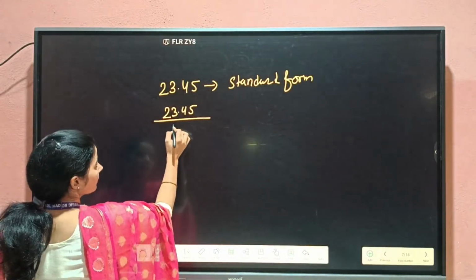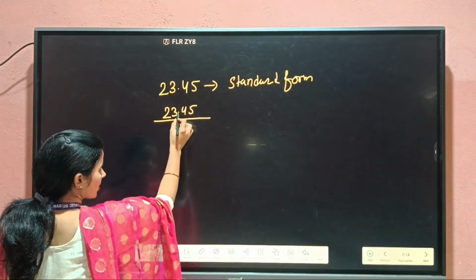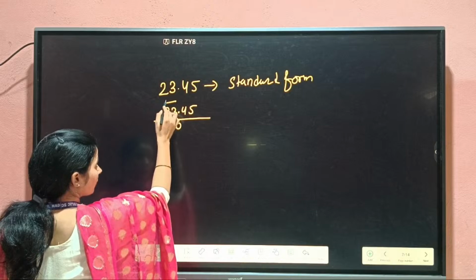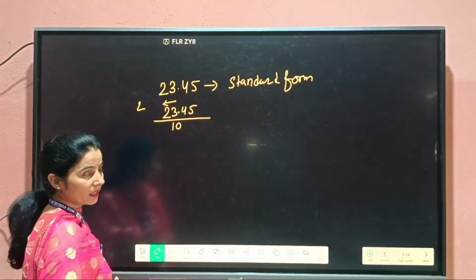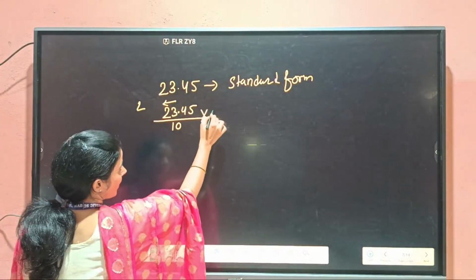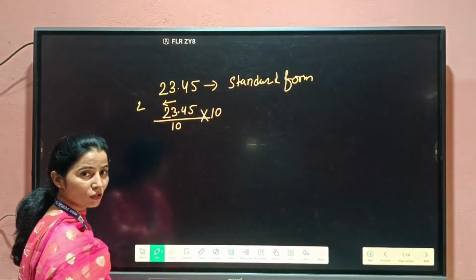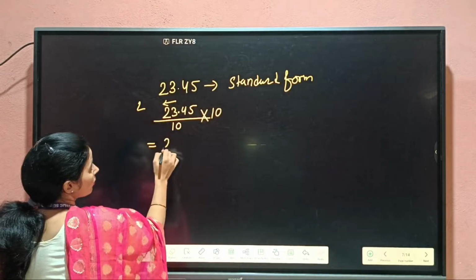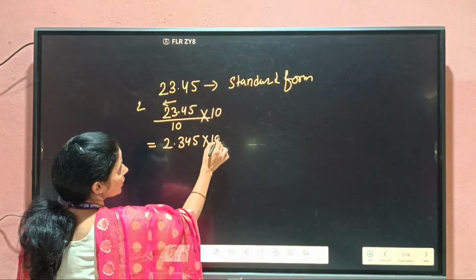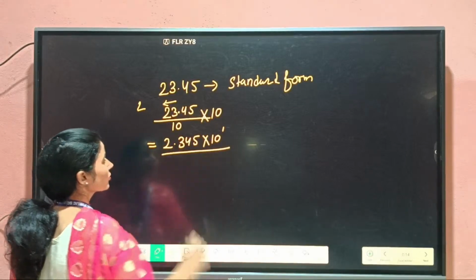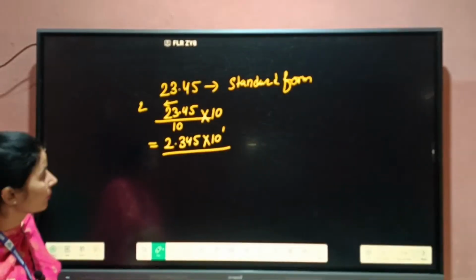If you shift this decimal one place towards the left, then divide it by 10. If you are dividing by 10, then you have to multiply also. Then it will be 2.345 into 10 raised to power 1. This will be its standard form.